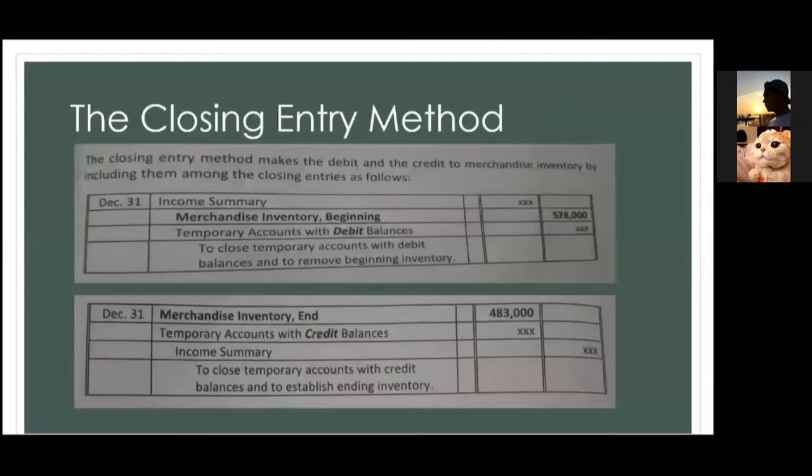The next is closing entry method. Dito naman sa closing entry method, dito i-close natin yung mga temporary accounts pati beginning at ending balance. I-close natin sila sa income summary. Yung mga debit, i-credit natin. And yung mga credit, i-debit natin para mag-zero. Kasi hindi mo na yan i-carry sa next period.